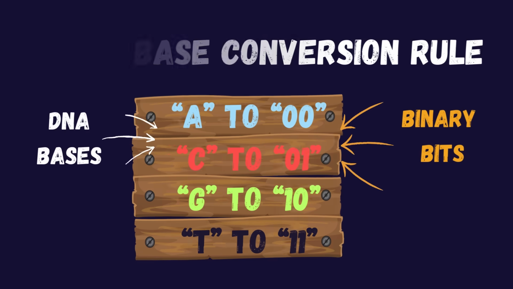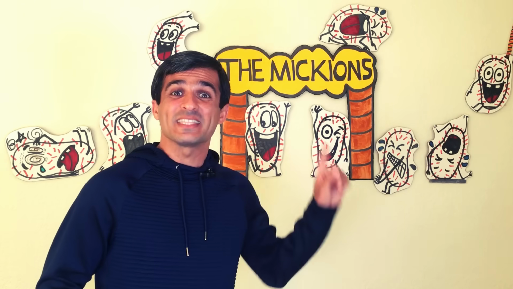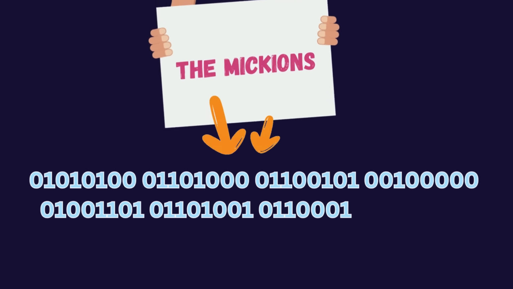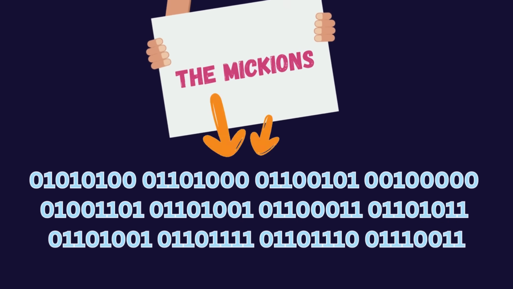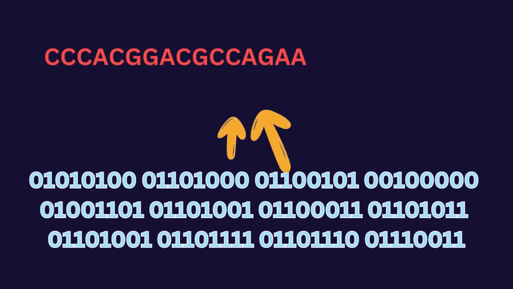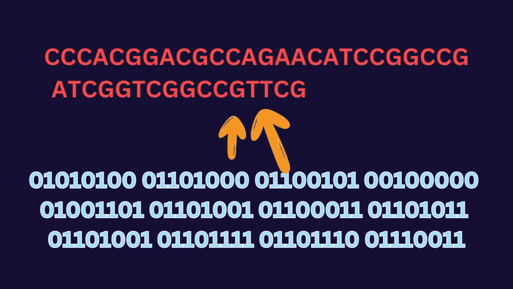gets 11. Okay, I want to convert our channel's name, the methiones, to its DNA format. The binary form of the methiones is this, which then you can translate to a string of bases.